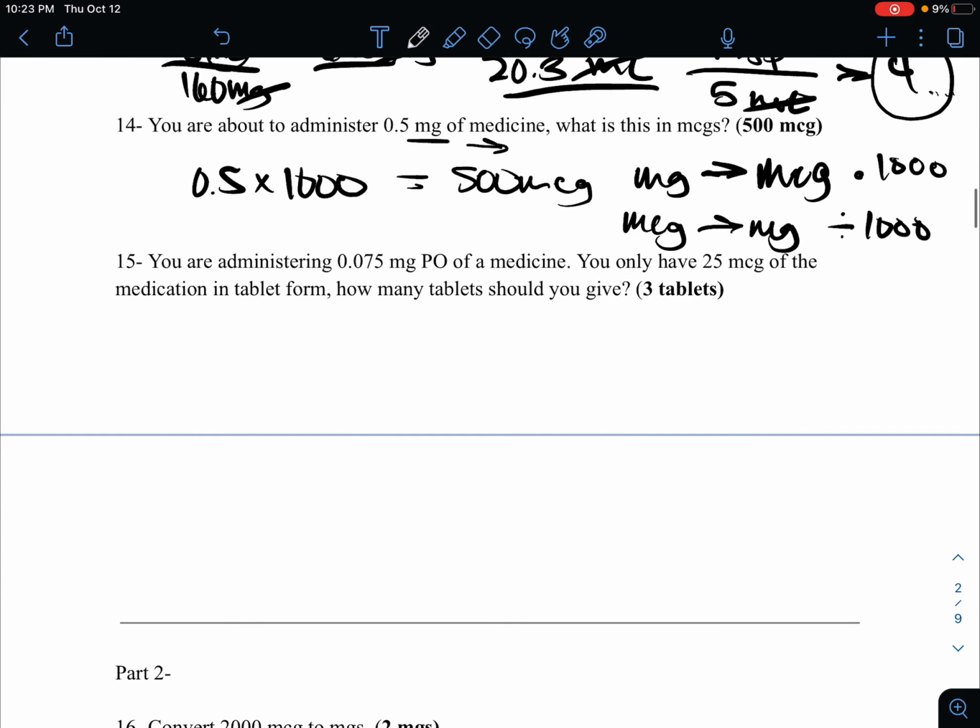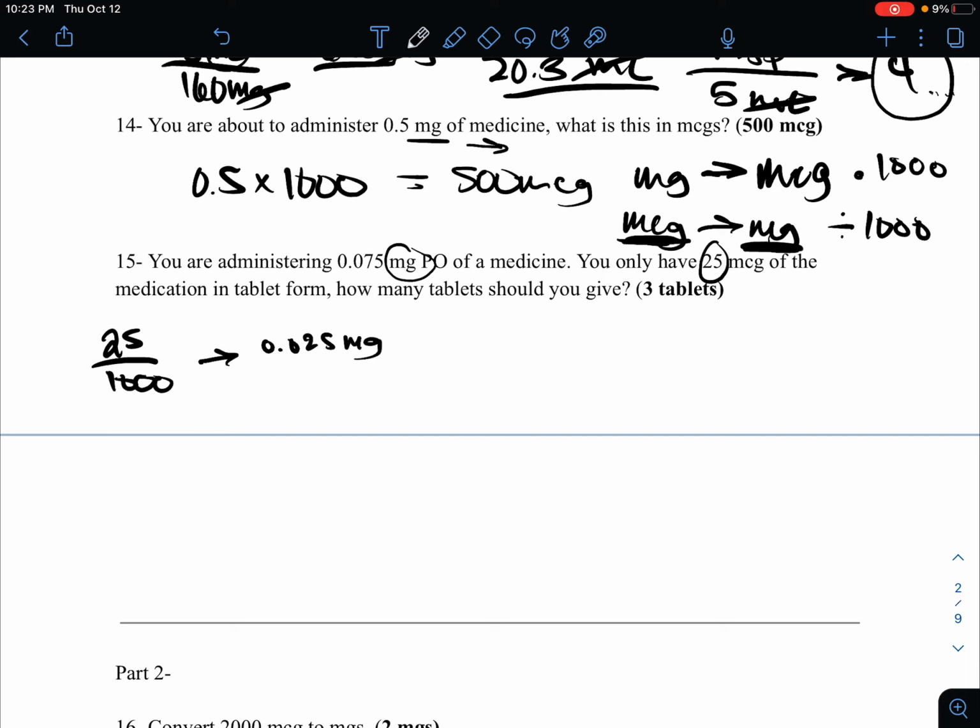First, let's work in the same unit. We see milligrams right here, so let's convert our micrograms to milligrams, because that is easier. If we remember, micrograms to milligrams is divided by 1,000. So we're going to do 25 divided by 1,000 to give us milligrams, and that is going to give us 0.025 milligrams.